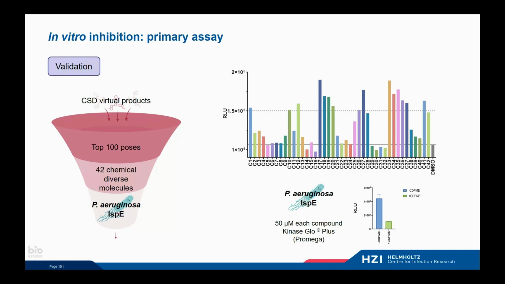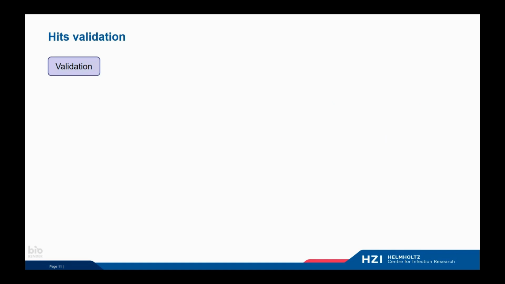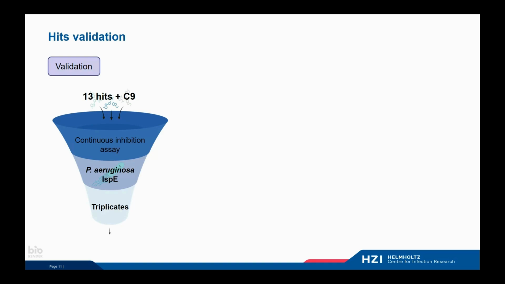But in practice, we set an arbitrary threshold of at least 40 to 50% increase in luminescence to define 14 hits, leaving also a set of compounds which do increase the luminescence but do not reach the threshold, and we will call them for now gray zone compounds. After the primary assay, we also wanted to validate the hits, and we took all the positive hits plus one randomly selected compound from the gray zone, hereafter called C9.